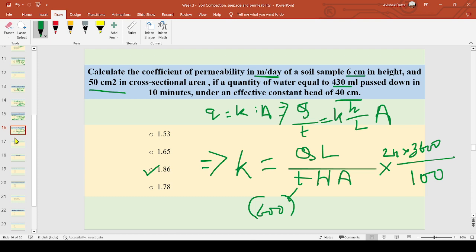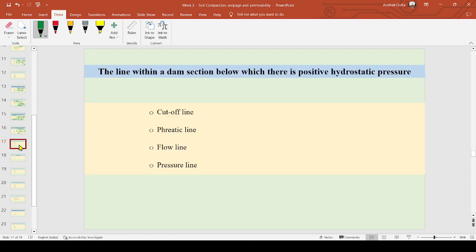Okay. Next question. The line within a dam section below which there is positive hydrostatic pressure. What is the line called? Any answer? B. Phreatic line. Yes.